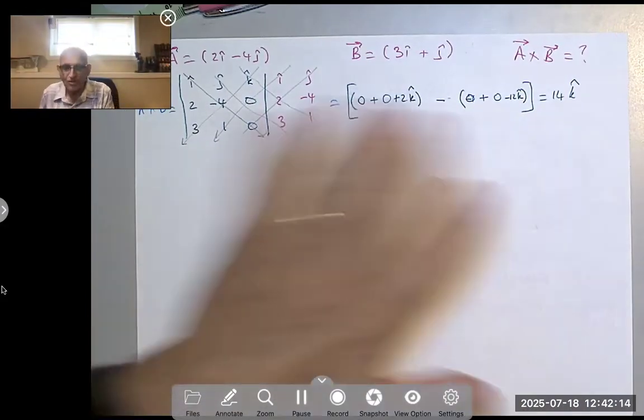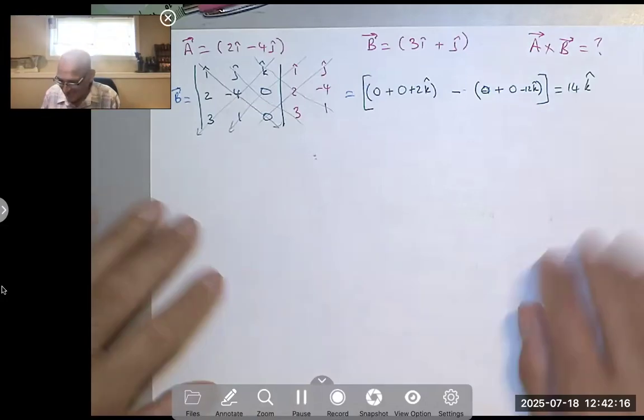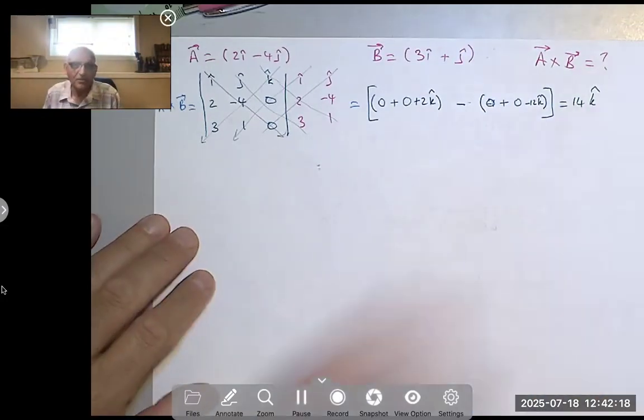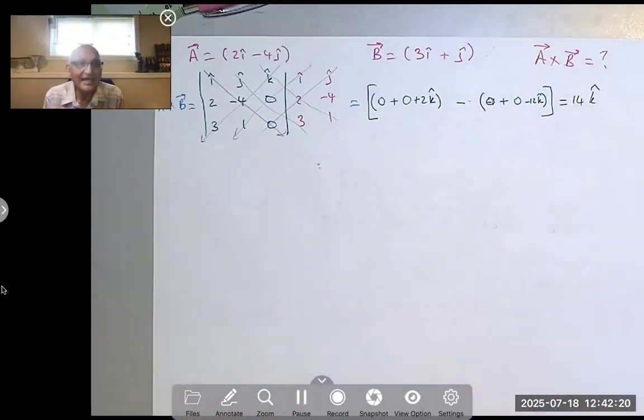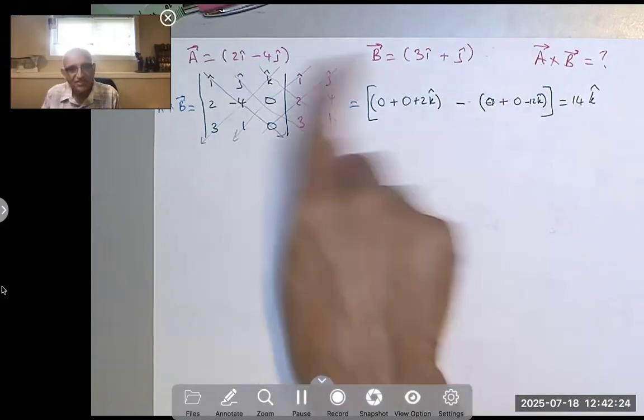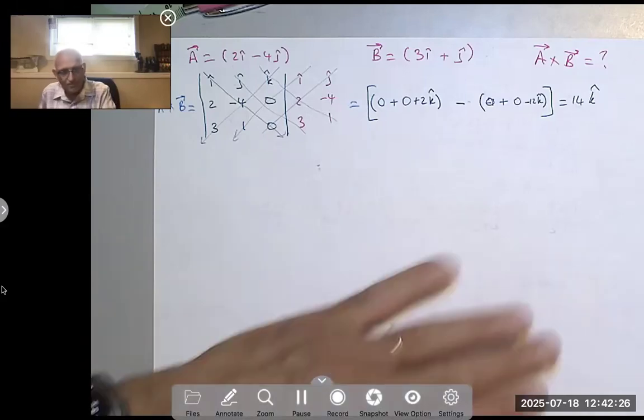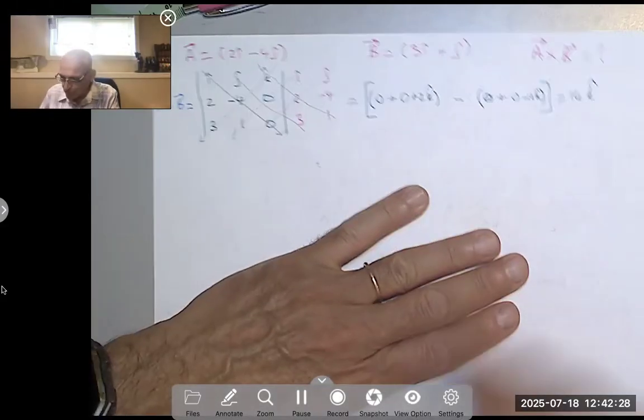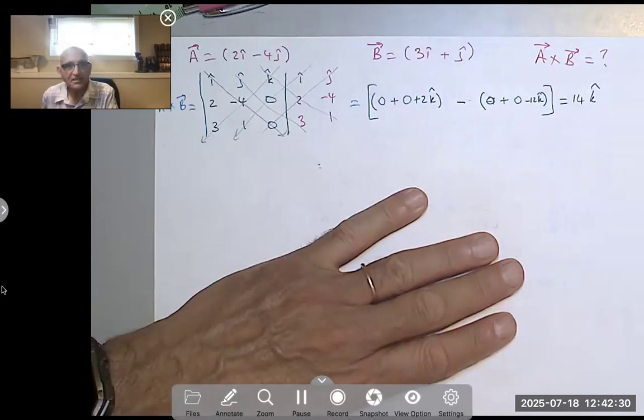Or I'm sorry, that is the cross product. We'll talk about moments next time, but that's how we calculate the moment. So 14k is the answer. Both vectors are in the ij plane, so the XY plane, so this result has to be in the z direction.